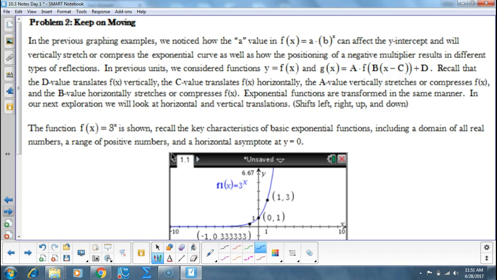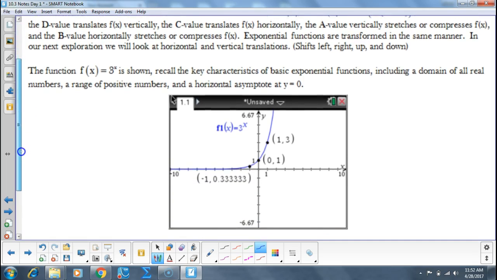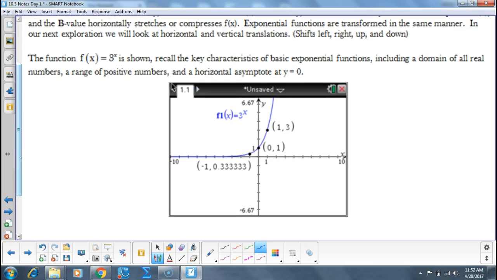So that was dealing with a values and how it affects your y-intercept and so on. So now we're going to look at some of these other numbers. So far we've looked at a and the positivity of x. So now we're going to look at other things that move the function around. We're going to start with our parent function of 3 to the x power. At negative 1, the value of the function is 1/3. At 0, the value of the function is 1. At 1, the value of the function is 3.